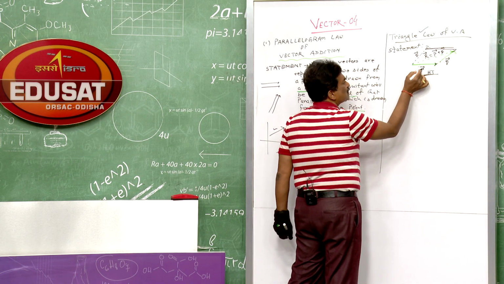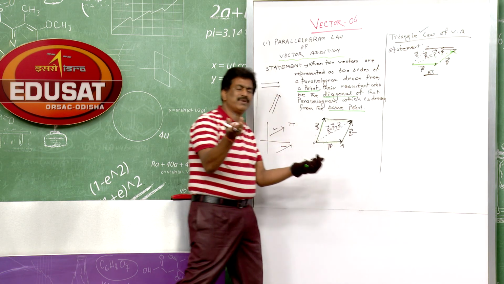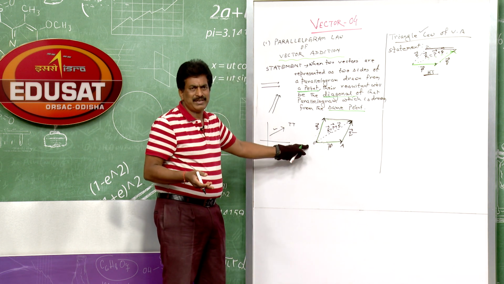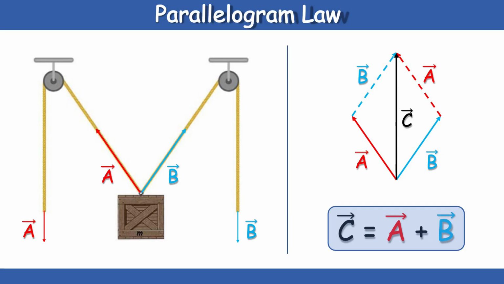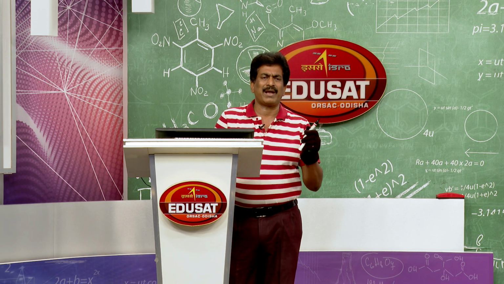When these two vectors are added, the resultant is the same. So the parallelogram's geometrical method and the triangle law are both geometrical methods. If you look at the diagram on your screen, you will find the vector addition by the geometrical method, and you can see what the parallelogram looks like.